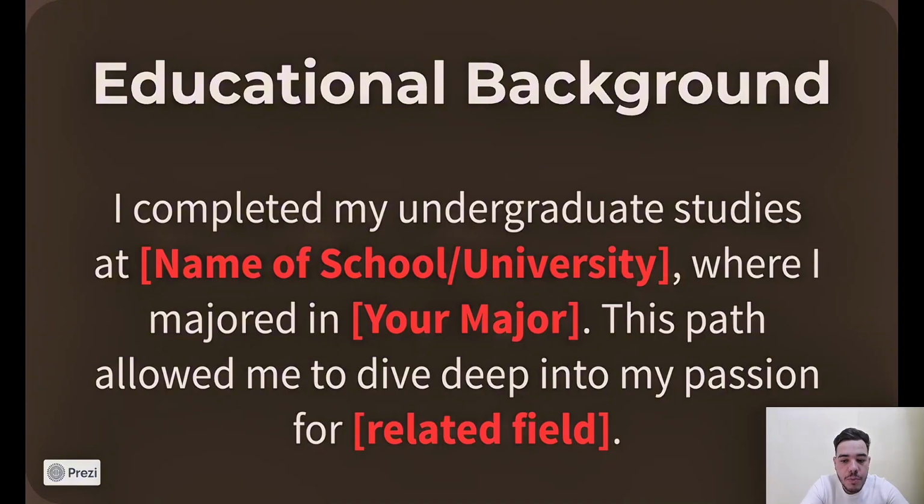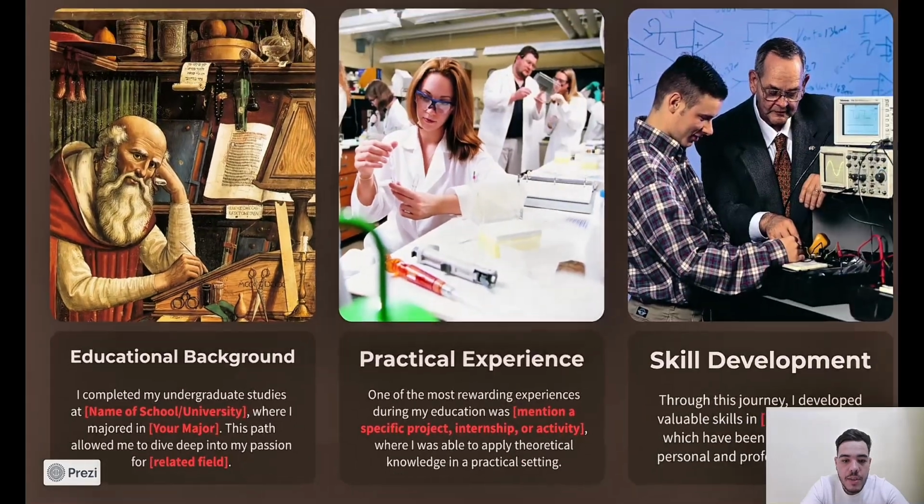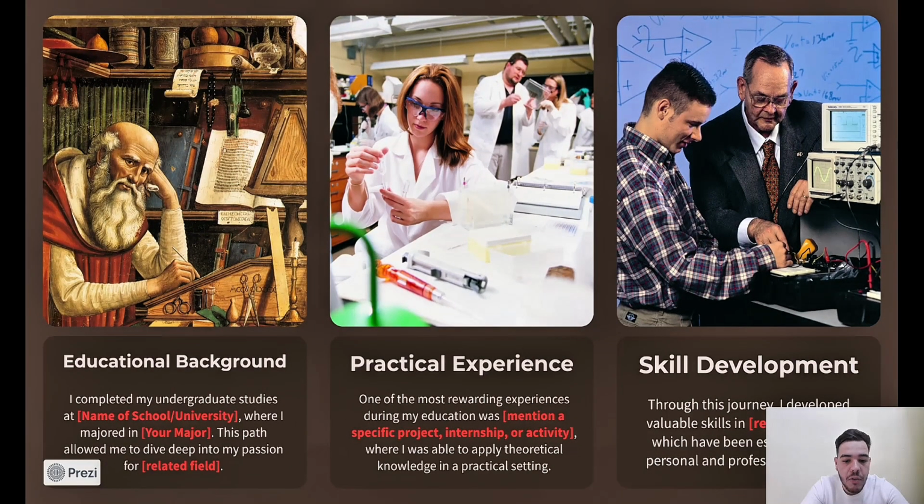Sentence number two, this path allowed me to dive deep into my passion for, I mean, if you were, for example, interested in business or in languages, this is what we mean by a related field to your education. So, for example, if your major was business administration, maybe your passion was for business in general. Great. This is about your educational background.